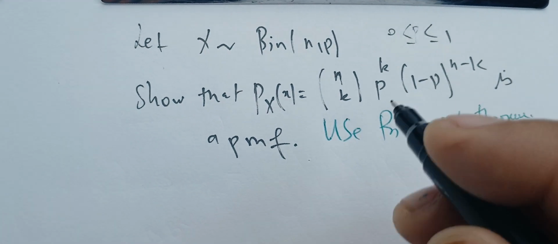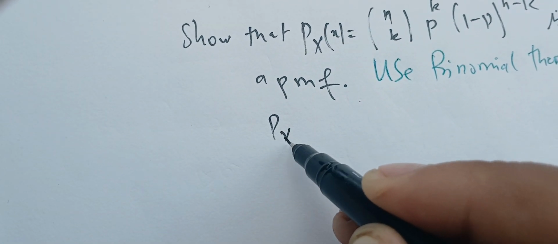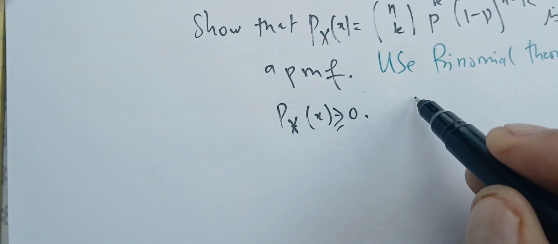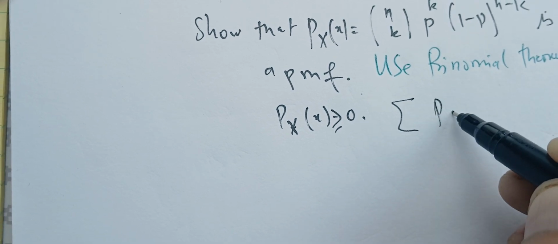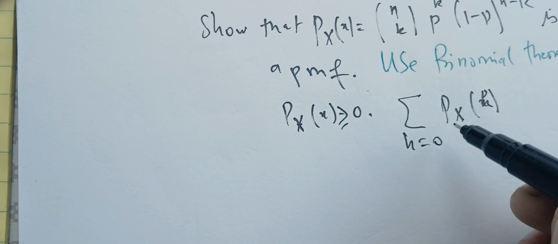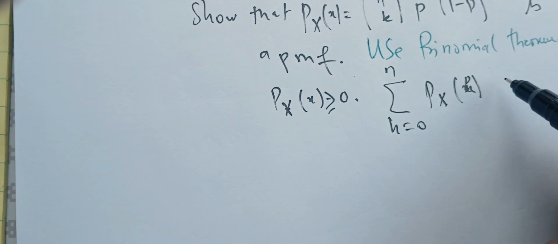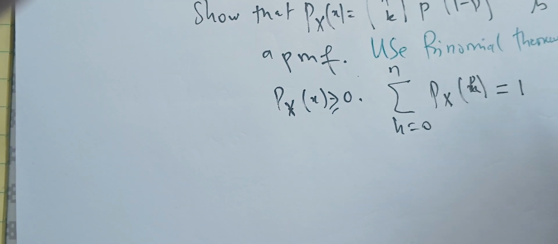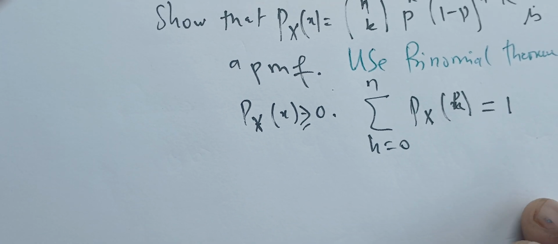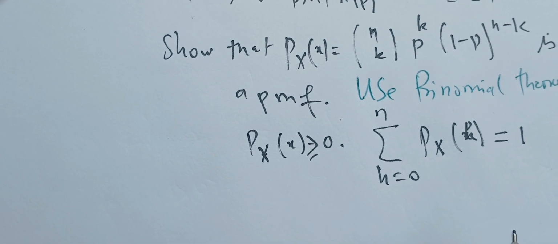Okay, the key here is that we need to show two things. That P_X of x is bigger than 0, and that the sum of P_X of k, where k is going from 0 to n, is equal to 1. After that we're going to compute the mean. We're also going to compute the mean for this probability mass function.